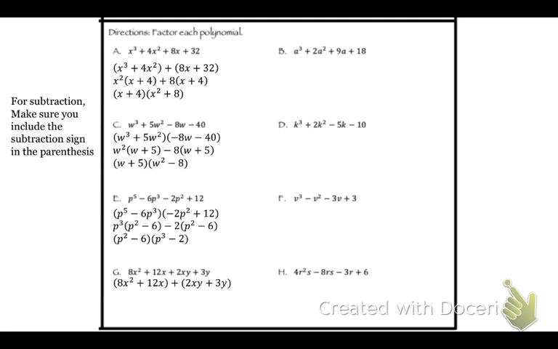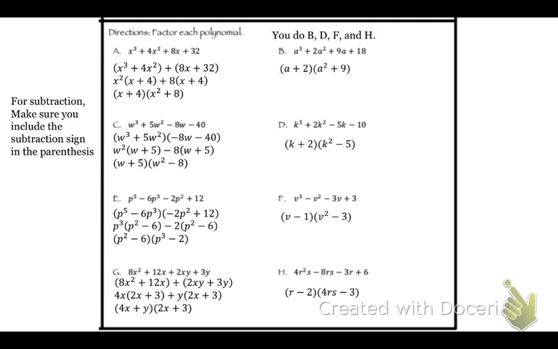Then for G, group the first 2, group the second 2. Those first 2 have a 4x in common. I'm left with 2x plus 3. Second 2 have a y in common. I'm left with 2x plus 3. So that's 4x plus y and 2x plus 3. You can do those ones. There's the answers to them.